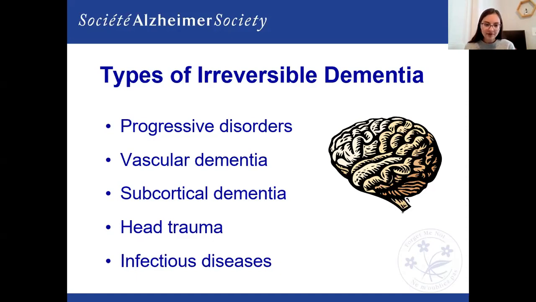The last one on this list is infectious diseases. So there are also irreversible forms of dementia caused by infectious diseases like HIV/AIDS, though these are typically more rare.